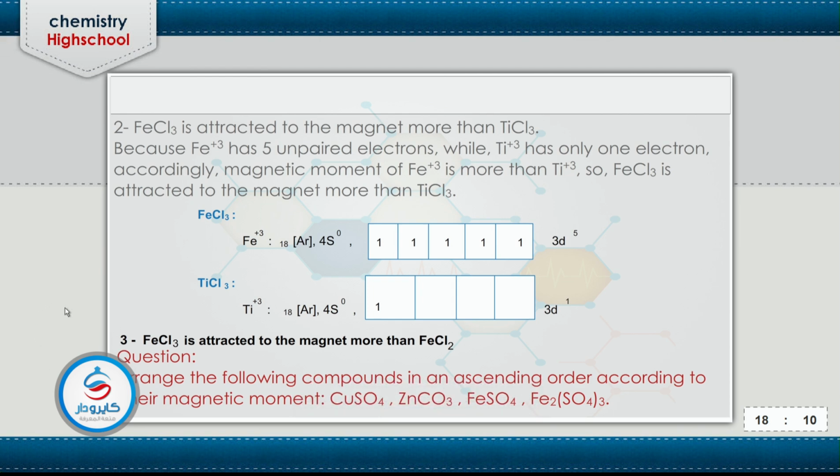And we can determine the magnetic power. We can compare these ions according to the number of unpaired electrons of each one. The one which has more unpaired electrons has a higher magnetic moment, and the one which has a lower number of unpaired electrons has a lower magnetic moment.